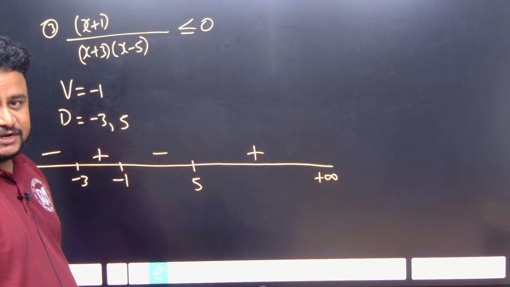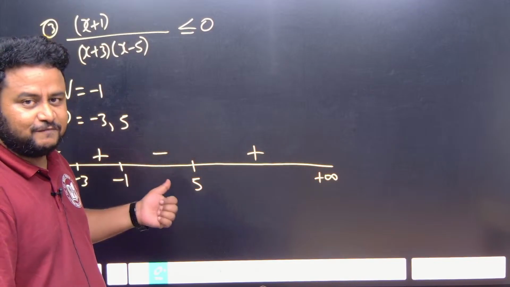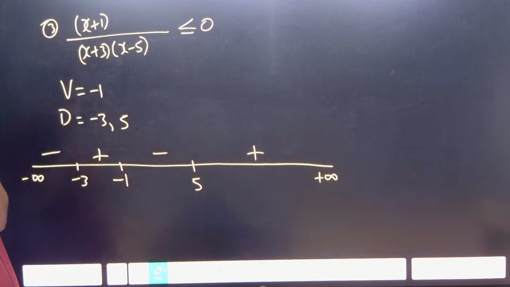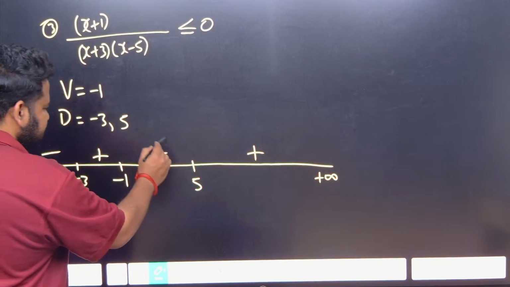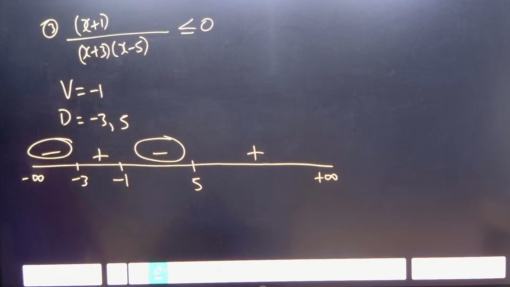In application of derivatives, increasing, decreasing, maximum, minimum values, this wavy curve method will be highly useful. So we have plus, minus, plus, minus. Less than or equal to 0 means they are asking for the negative values. The function is negative in this range. So let us write this interval.